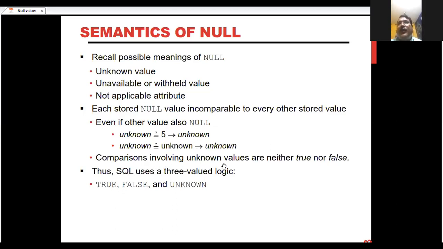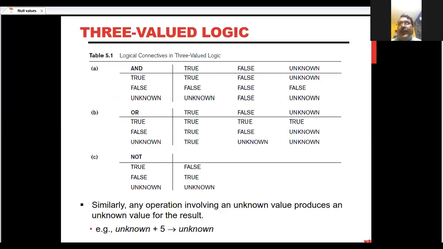So comparisons involving an unknown value are neither true nor false. Okay, so SQL uses three-valued logic here. There are different combinations: true, false, unknown. Now you can see true with true in an AND operation will be true, true with false is false, like 1, 0. But true with unknown is always unknown. False with false is false. In every case it will be false, even with unknown. Unknown with true is unknown. Unknown with false is false. Unknown with unknown is unknown.